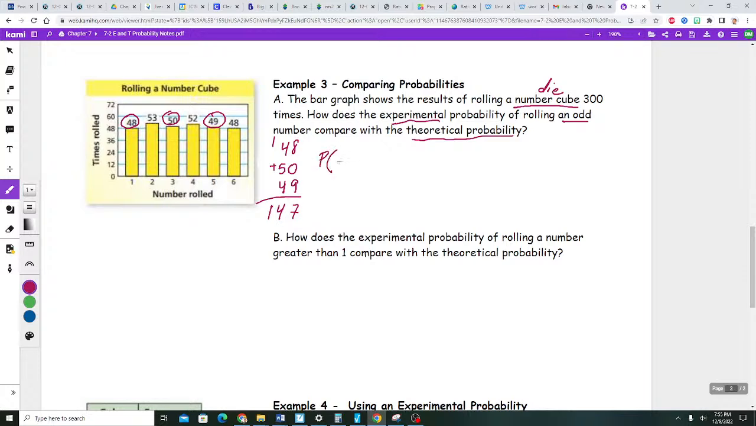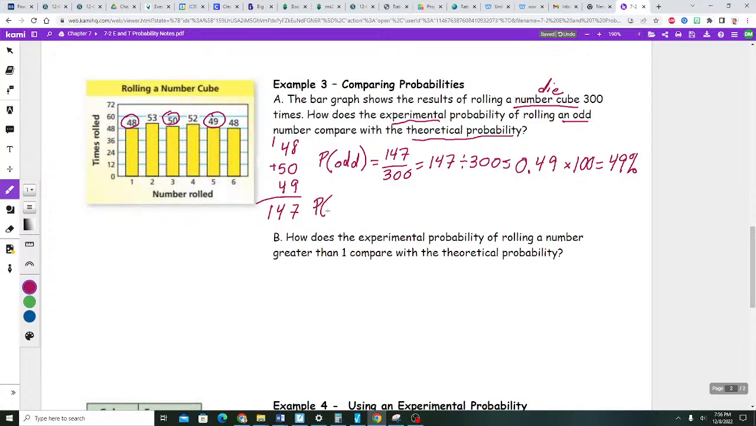The probability of rolling an odd, according to our experimental probability, is 147 divided by 300. That gives us 0.49, times 100. That's 49% of the time we are getting an odd experimentally.